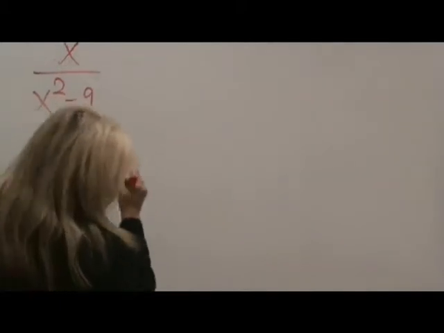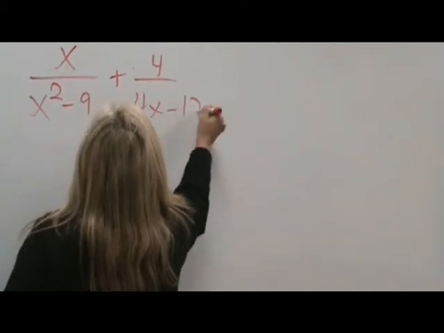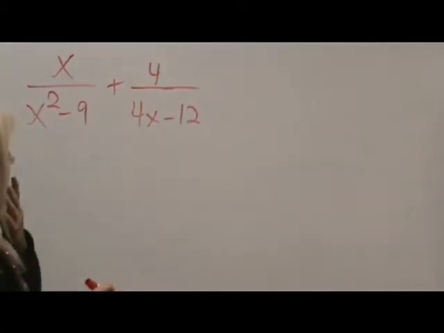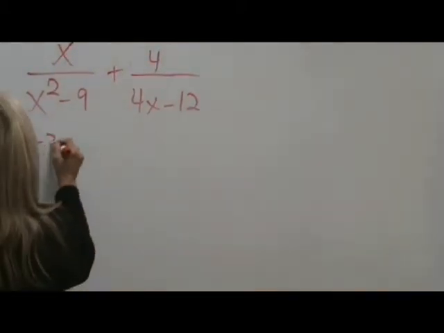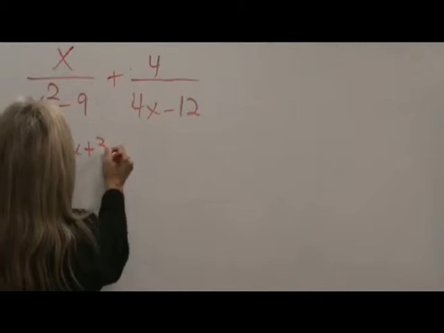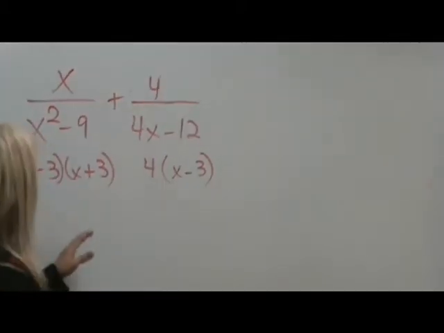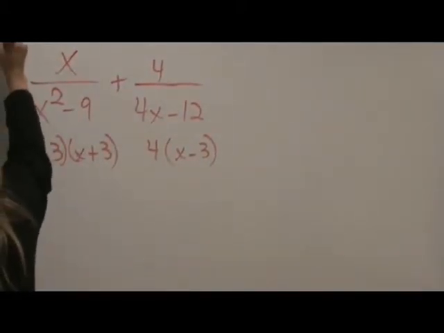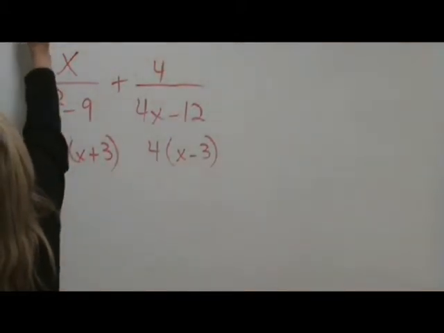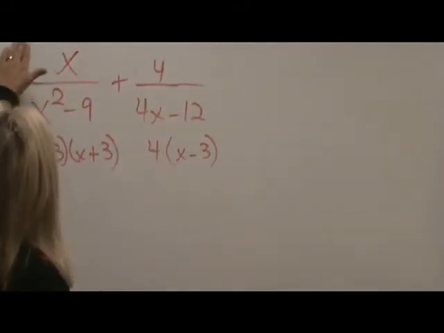You're fine. x squared minus 9 equals 4 over 4x minus 12. Okay, so how would we find it? We need to break the x squared minus 9 down, right? We get x minus 3 and x plus 3. And over here we have 4 times x minus 3. So what would my common denominator be? It'd be x minus 3, and don't you have to multiply x plus 3? And so would this be my common denominator?